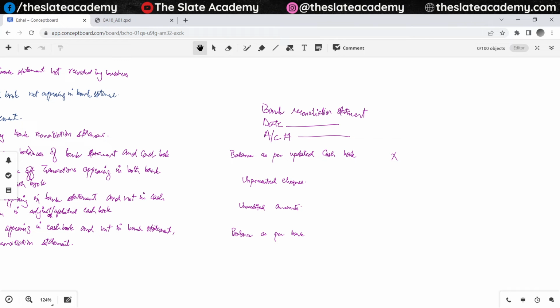Give me just 1 second. Balance as per bank statement, that would be over here. These are the amounts, these are the amounts. Oh, should have been outside. Achha ji, let's move them forward, they will come here, over here, and this would be the sum. Achha, right now what I'm doing is reconciling the balance of my cash book with the balance of the bank statement, right?